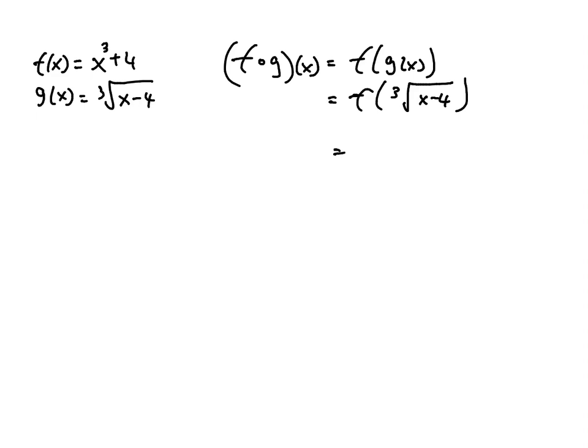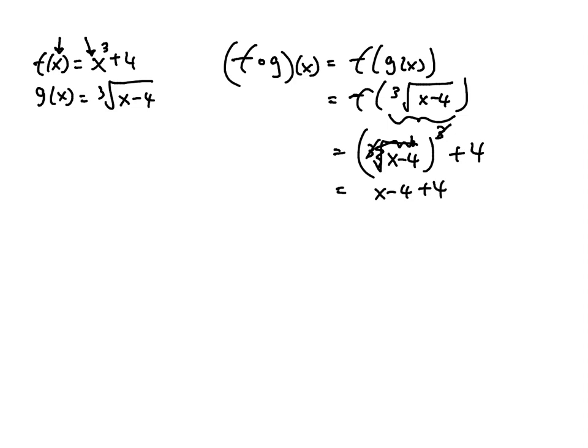Now looking at the function f, whatever goes in here goes here. So this becomes cube root of x minus 4, quantity cubed, plus 4. Cube and cube root cancel. You have x minus 4 plus 4, which is x. Okay.